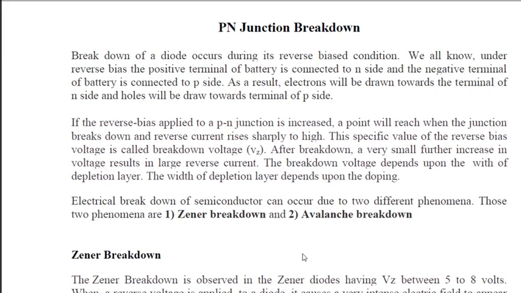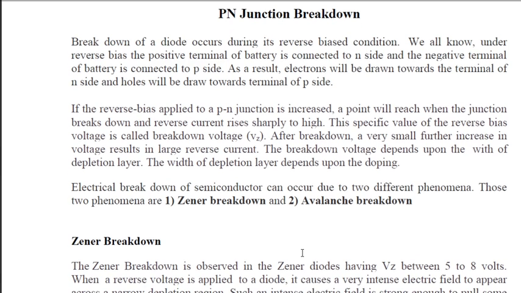Okay, so if you draw the VI characteristics curve, we have seen that in the reverse bias region, even if we increase the voltage, very low current is flowing through the PN junction. So suppose we increase the reverse bias voltage to a high value, then the diode will break down.